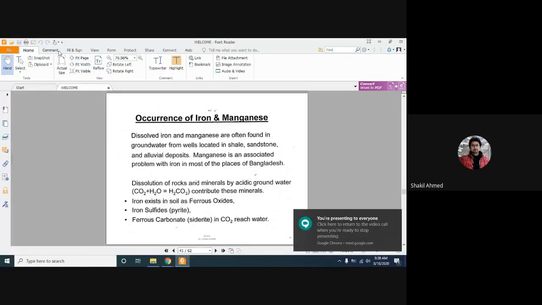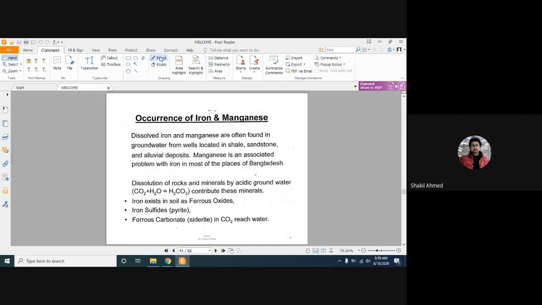So, we were discussing iron and manganese and their occurrence in water, especially in Bangladesh, in groundwater. You'll find a lot of iron and manganese in a multitude of areas. So, this is a common problem all over Bangladesh, we can say, in groundwater.